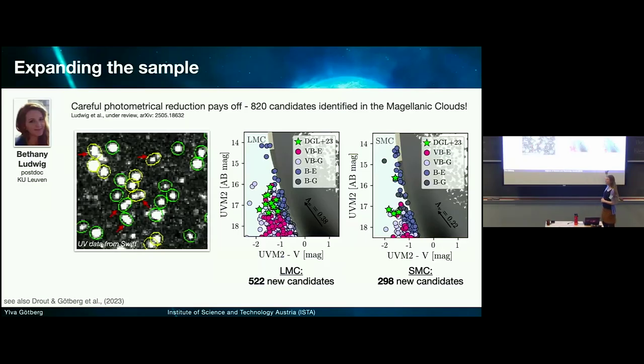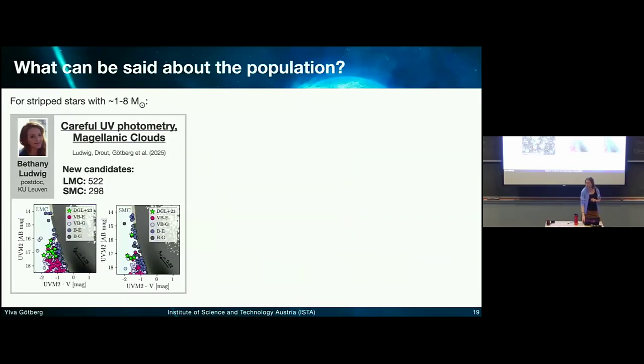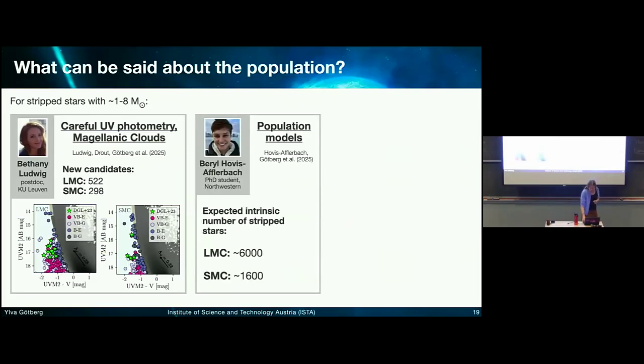So then you may ask, is that in line with what we expected in the Magellanic Clouds? Should we have hundreds of new candidates? So we did a comparison. My previous undergrad, Beryl, performed some population synthesis and did some estimates that the LMC should contain 6,000 and the SMC 1,600 in the specific mass range.